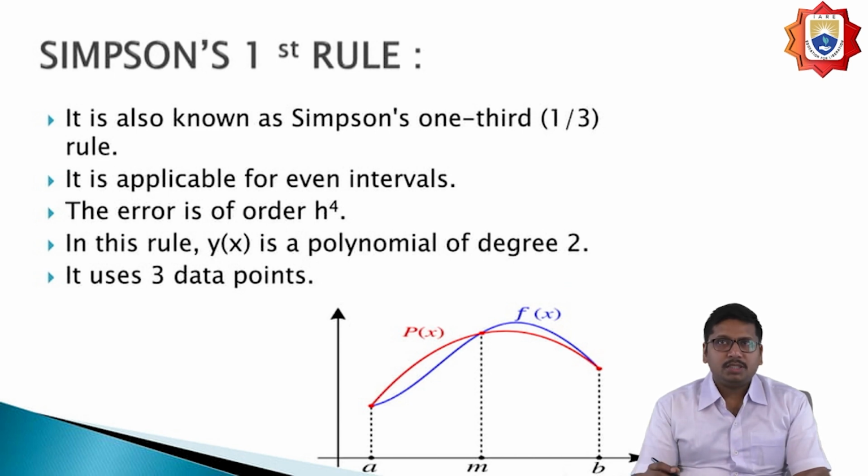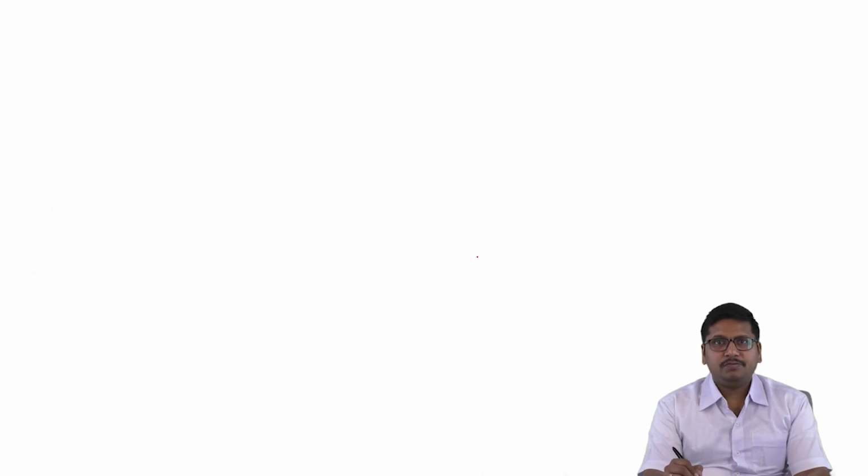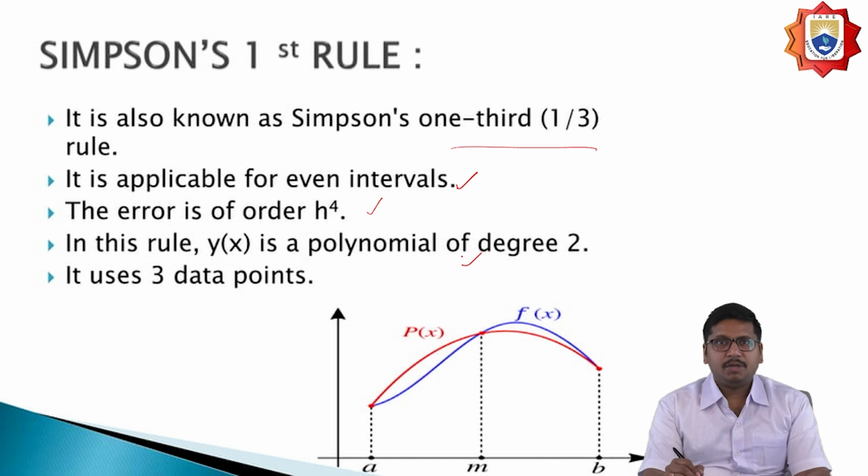It is also called Simpson's one-third rule. Normally it should be applicable for even intervals, and here the error order should be of h power 4. In this rule, y of x is a polynomial of degree 2, and at the same time it uses 3 data points.